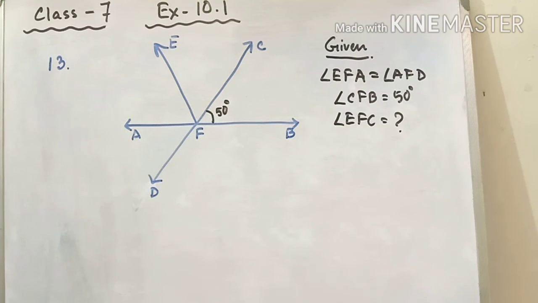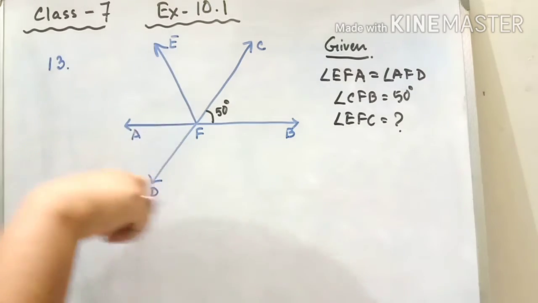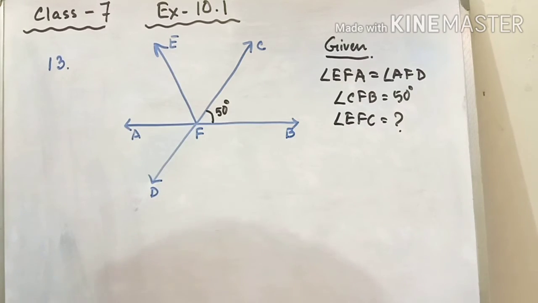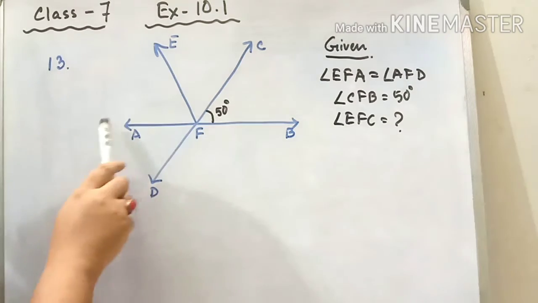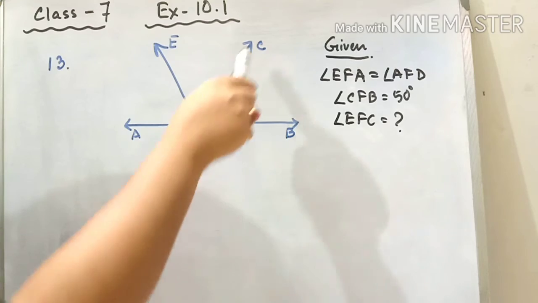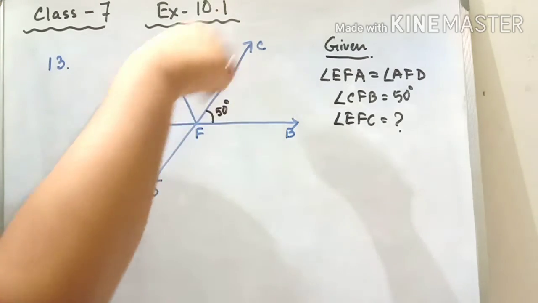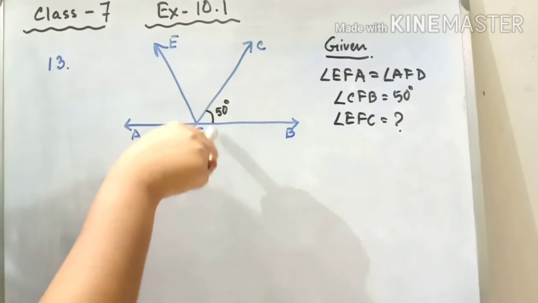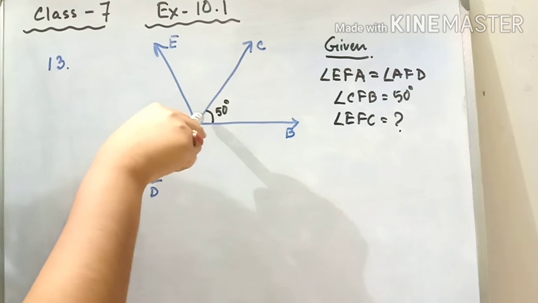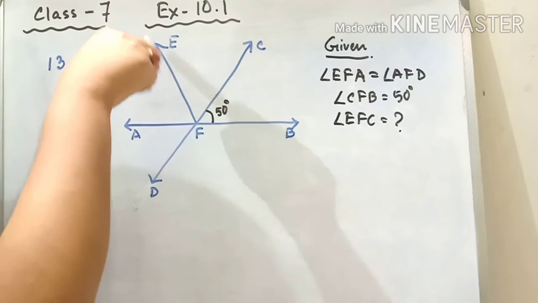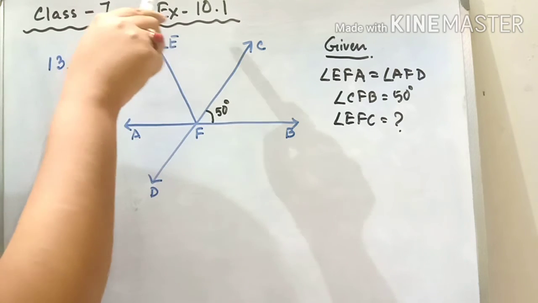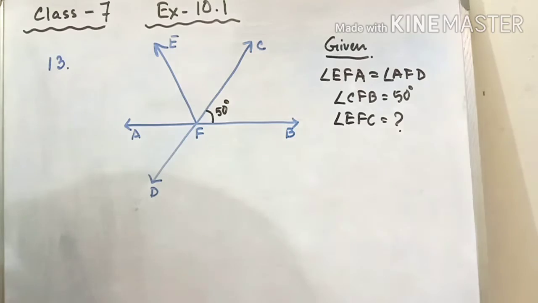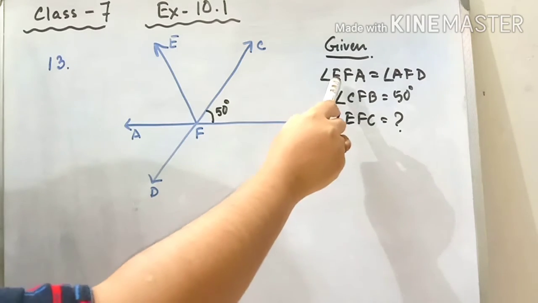Coming to the last sum of today, that is sum number 30. Now look at the diagram out here and what has been given. So this is a line AB and CD is another line which has been intersecting each other at the point F. And from F there is another ray that has been drawn, that is named as E. Okay. Now what has been given here?